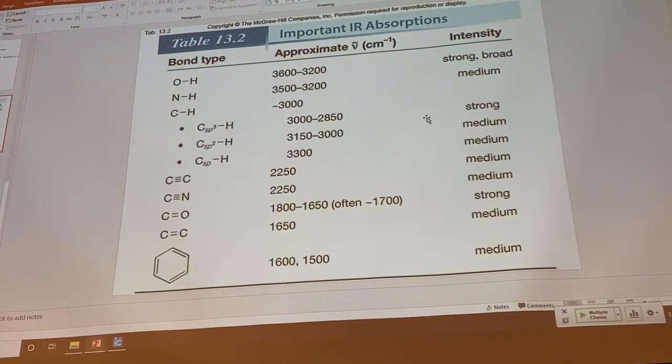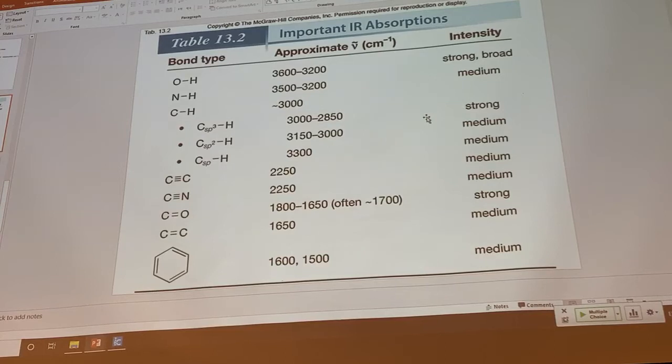Please don't memorize this table. There are only 2 numbers that are important to memorize, and that's 3,000 and 1,700. Okay, you don't need to memorize all of these numbers. If I made a table and called it important IR absorptions, there would only be 3 entries. So one of them would have part A, B, and C, but there's essentially only going to be 3 entries in our table of important IR absorptions.